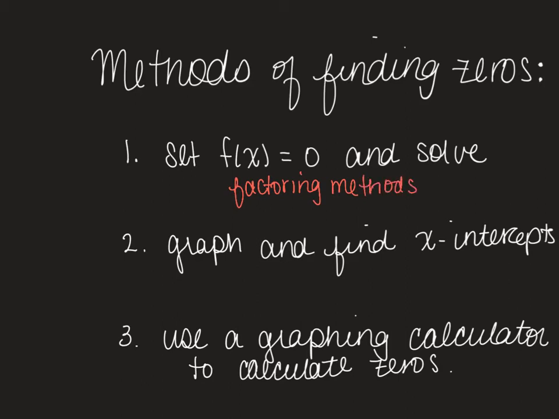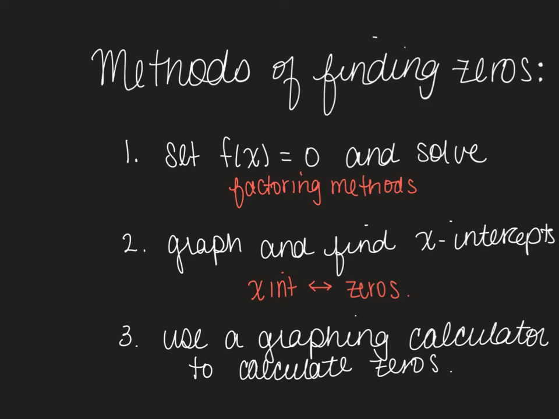Okay, so that's a little bit more algebraic. Then my second method, or your second method, is to just graph. You could use Desmos, you could use a graphing calculator. You graph and find your x-intercepts. Remember that the word x-intercepts is equivalent to the word zeros. Finding your x-intercepts on a graph, you can just go with your cursor down the curve on Desmos, and that's your x-intercept, that's a zero.